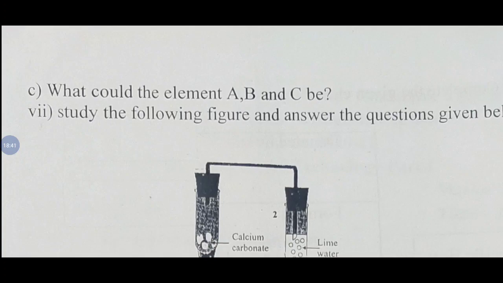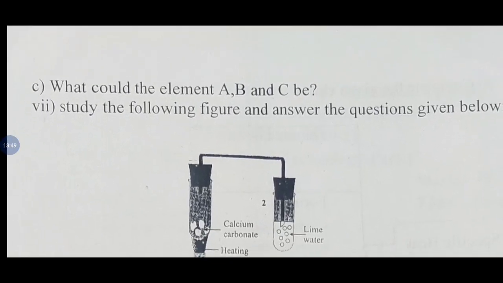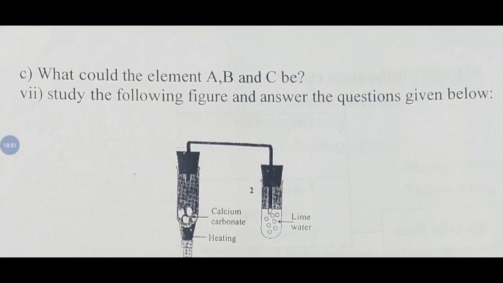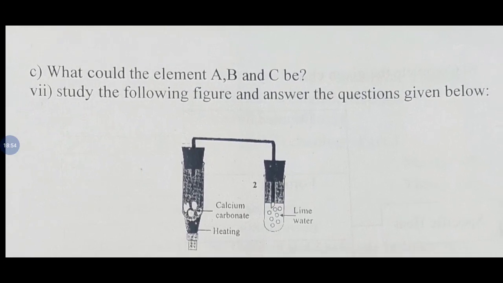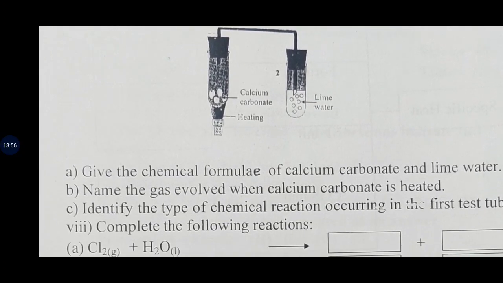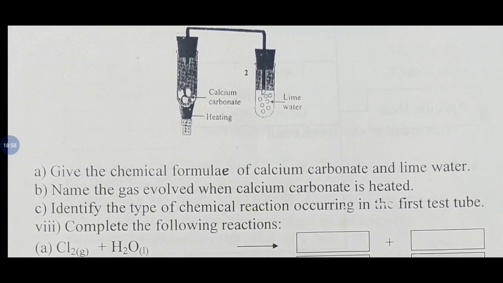What could the elements A, B and C be? Means which of these elements? Seventh option. Study the following figure and answer the questions given below. So no need to draw this figure in your answer sheet. Observe and write the answers.